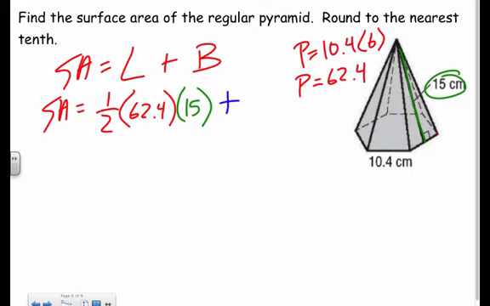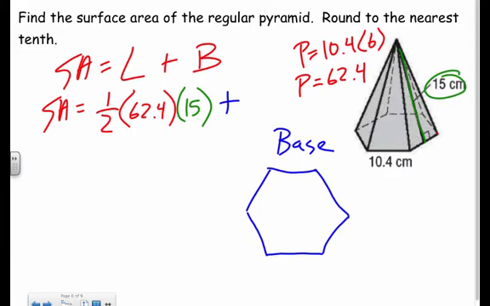Well, what's my base shape? It's a hexagon. So this might be a good idea to draw your hexagon separately out on your sheet of paper. There's my base. Here's my base shape. I know that each side is 10.4 centimeters. Okay, now this is going back to our polygon. How do I find the area of a polygon? 1/2 times apothem times the perimeter. Well, we found the perimeter, right? That's 62.4. So how do I get the apothem?